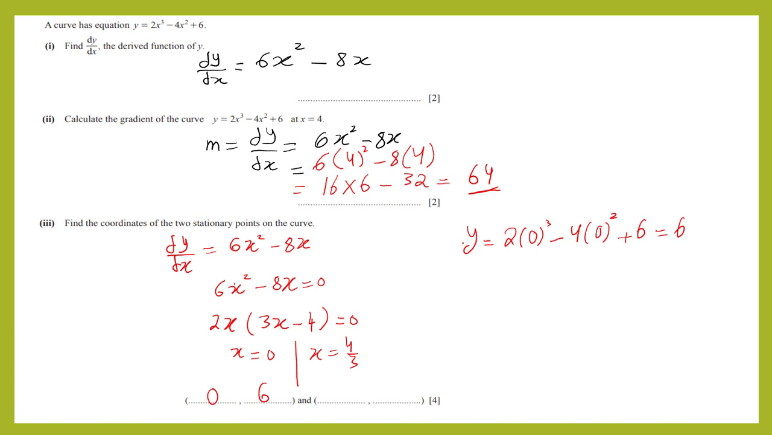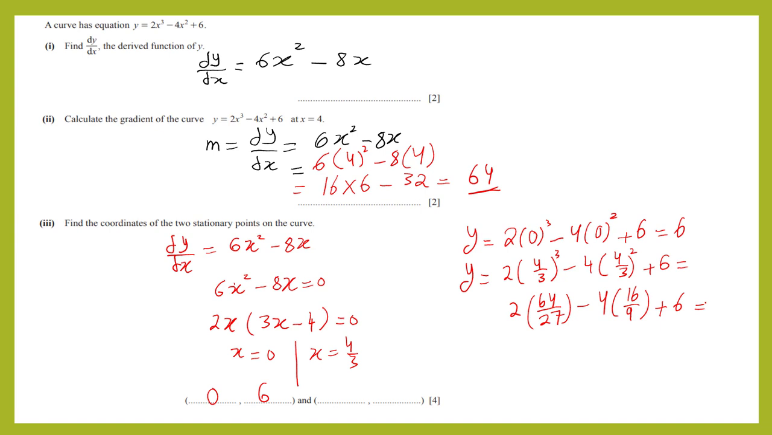The other one is when x is 4 out of 3, so it will be 2 multiplied by 4 out of 3 cubic minus 4 multiplied by 4 out of 3 squared, then plus 6. So if we calculate this one, it will be 2 multiplied by 64 over 27 minus 4 by 16 out of 9, then plus 6. So 3.63 approximately. So the point is 4 out of 3 and 3.63. So let's move to one more example.